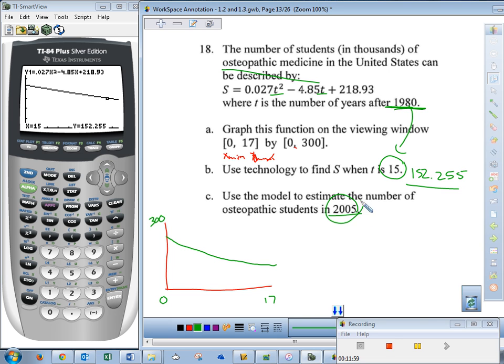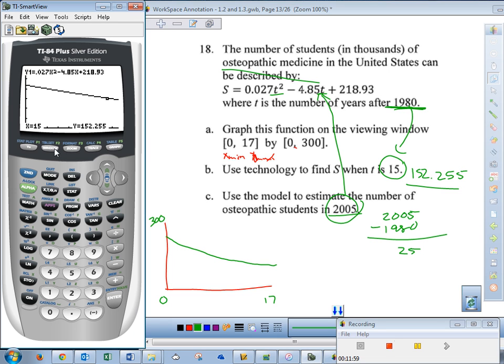Well, in 2005, we need to figure out our t value, or that's time in years after 1980. We need to take 2005 and subtract away 1980 and figure out how many years that's been first, which is 25. Problem, this isn't going to do me any good. Why can't this screen do me any good? Window only goes up to 17. We've got to change the window before we can let the calculator do the work for us. So since I need to get to 25, I'm just going to go straight to 30 on the old X scale and regraph it. It won't calculate things that are not on your window. Got to be in the window first.